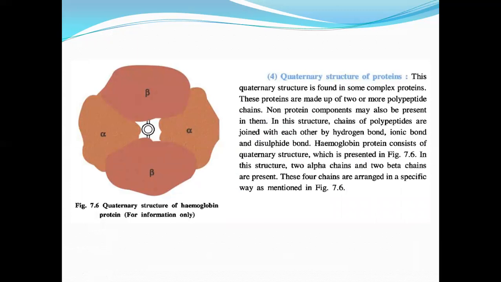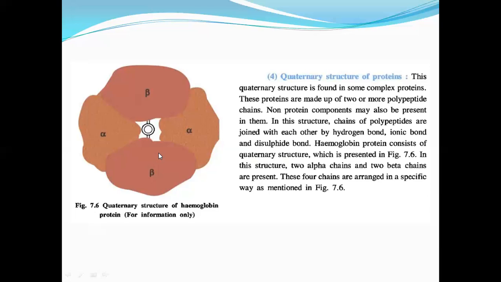The quaternary structure of protein is found in some complex proteins. It is the formation of two or more polypeptide chains, that is, alpha as well as beta chains. This structure is the quaternary, and it is the hemoglobin protein. Hemoglobin is very important in our body. The amount of hemoglobin shows the red corpuscles present in our body. Here there is a structure of 2 alpha as well as 2 beta chains, which is present over here.